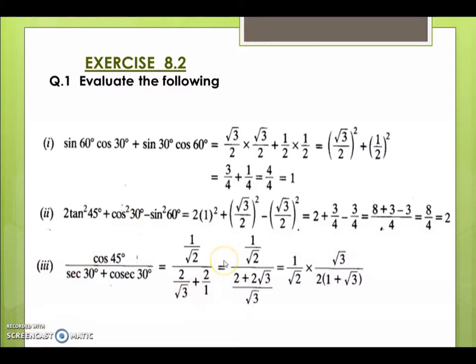Then third one is cos 45 by sec 30 plus cosec 30. So 1 by root 2 by 2 by root 3 plus 2 by 1. These are just values substituted from the trigonometric table. So 1 by root 2 divided by 2 plus 2 root 3 by root 3. This root 3 will go in the numerator. Now you have got a denominator as an irrational number, that is 1 plus root 3. So you can rationalize this denominator.